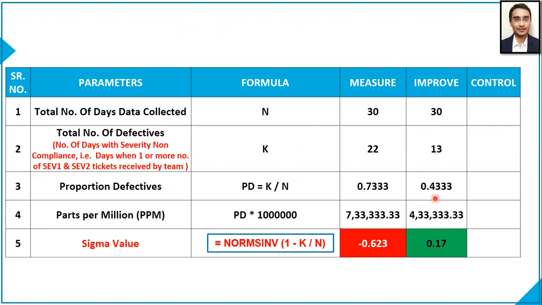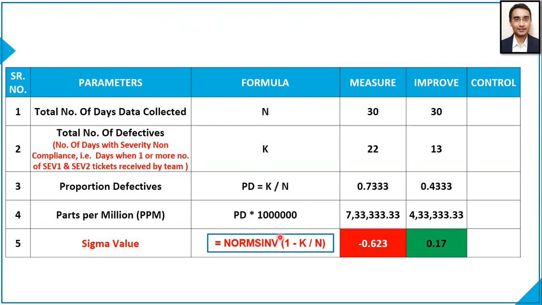0.4333. So parts per million is 0.4333 into 10 lakhs, that is 1 million. So parts per million is 4,33,333.33, which previously in measure phase was 7,33,333.33. So it has definitely reduced.